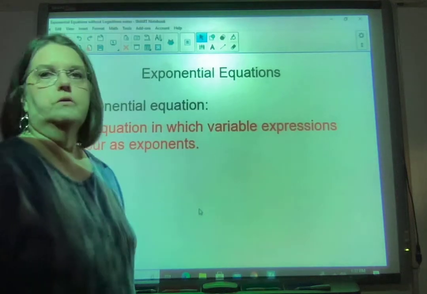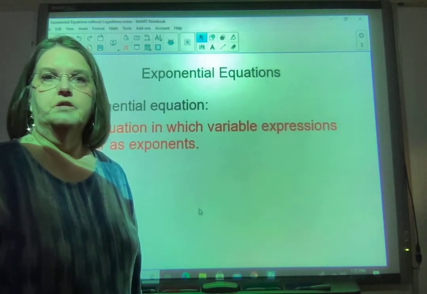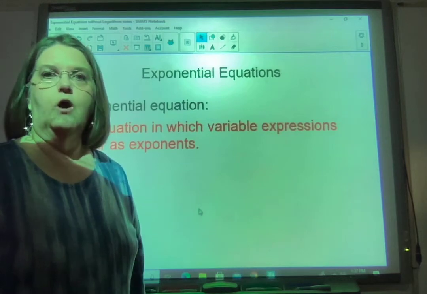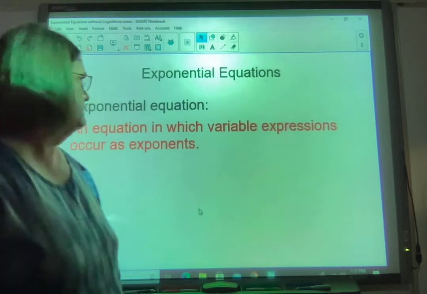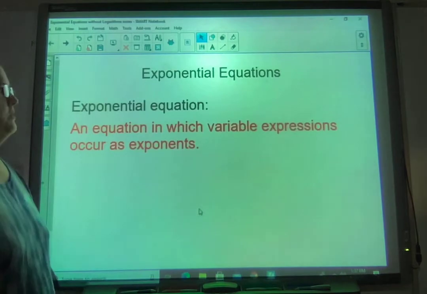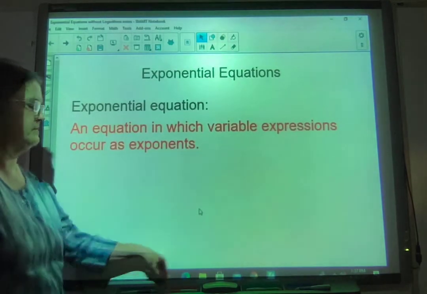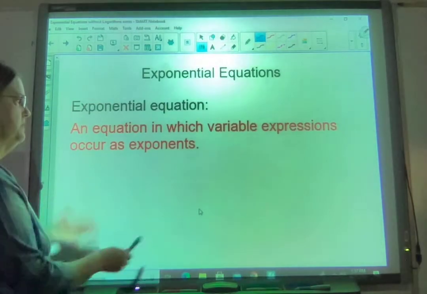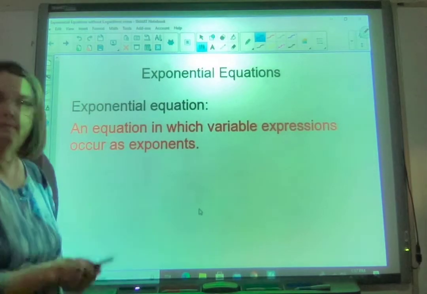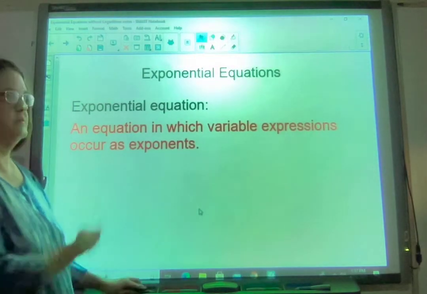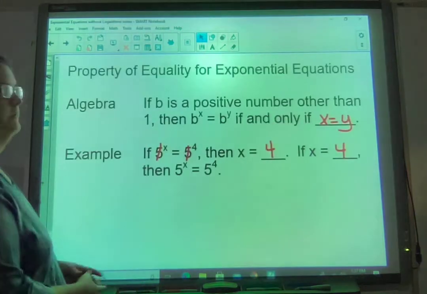Okay, we are going to be solving exponential equations today without the use of logarithms. So an exponential equation is an equation in which the variable expressions occur as exponents. So your exponents, your variables are going to be in the exponent. That's what that means in a glorified way.